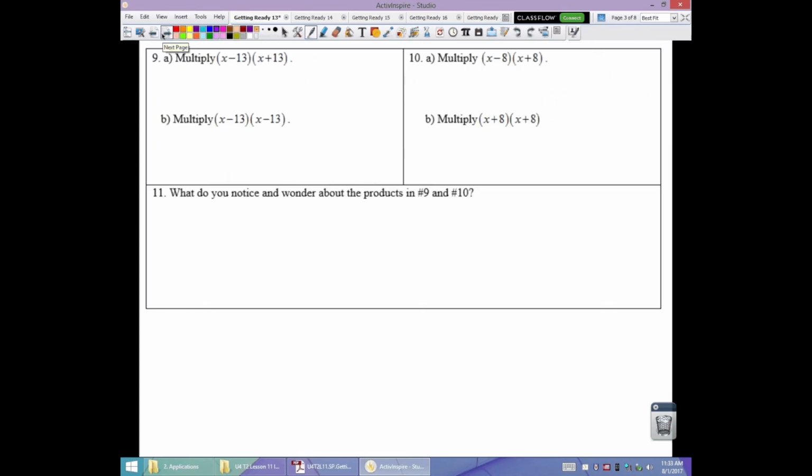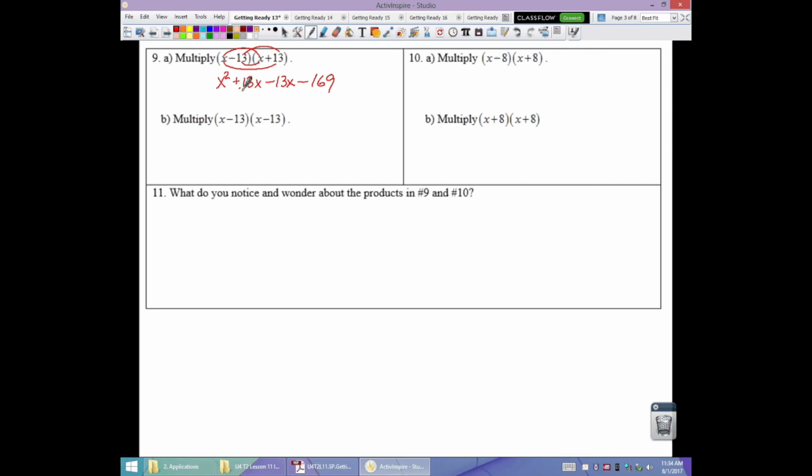Okay, so we're going to look at a few of those and compare them to similar binomial multiplication problems that don't result in the difference of 2 squares. So like number 9, part A we multiply x minus 13 and x plus 13, but B we're doing x minus 13 squared, so the same thing twice. So how do these differ? Well, in part A here, when we do first, we get x squared, outers, positive 13x, inners, negative 13x, those will cancel, and then the last, minus 169.